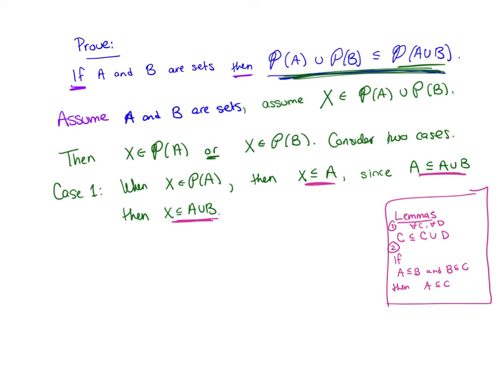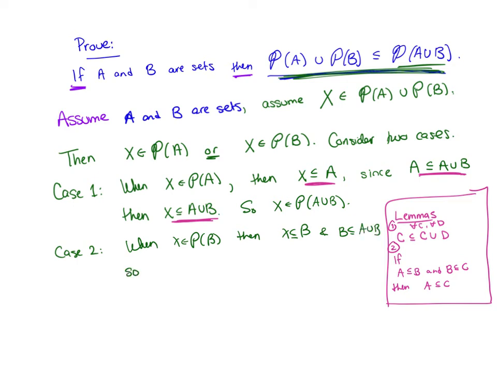All right, so I used all that. I have that X is a subset of A union B, so I can conclude, because it's a subset, that it's an element of that power set, which is what I wanted to show. Case 2 is going to be very similar. When X is an element of the power set of B, then X is a subset of B, and B is also a subset of A union B. So X is a subset of A union B, again using my two lemmas. Thus, X is an element of the power set of A union B.